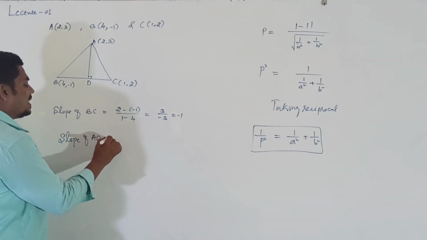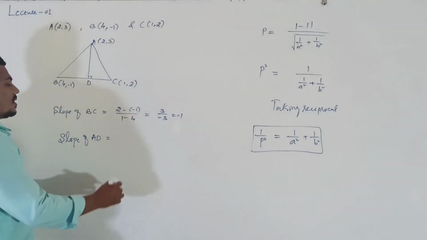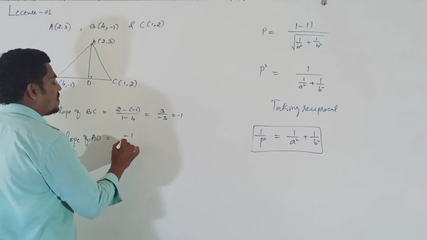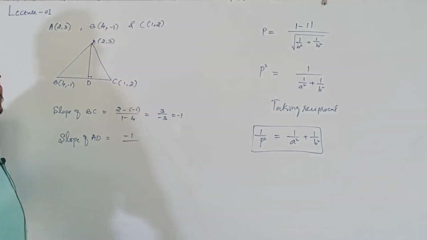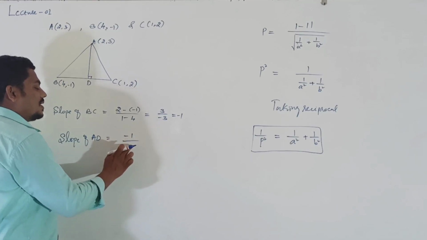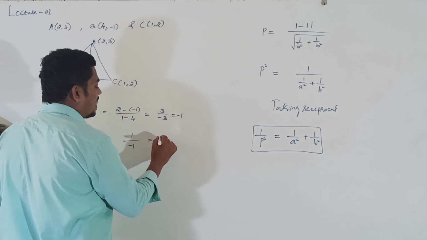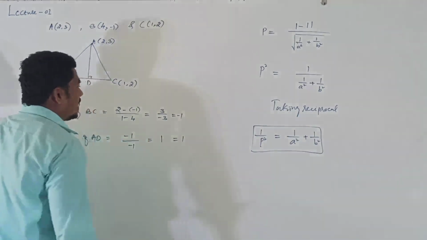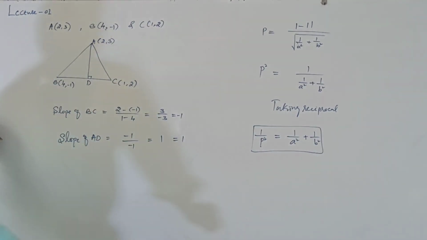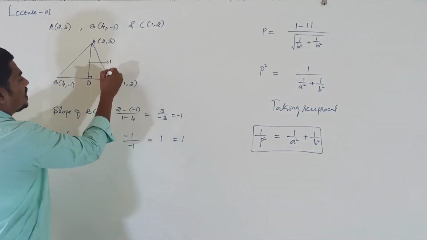Slope of AD line, which is the altitude, is clearly the negative reciprocal of the slope of BC. Slope of AD is equal to -1 divided by slope of BC. Here slope of BC is -1, so lastly we get +1. Now find the equation of AD by using the slope and point formula.